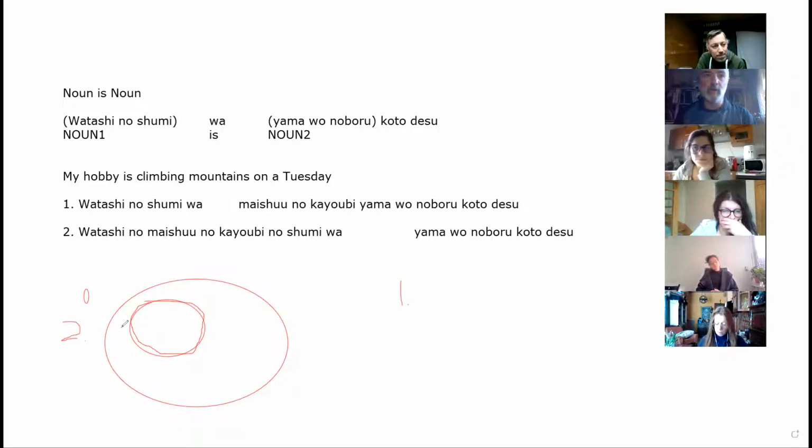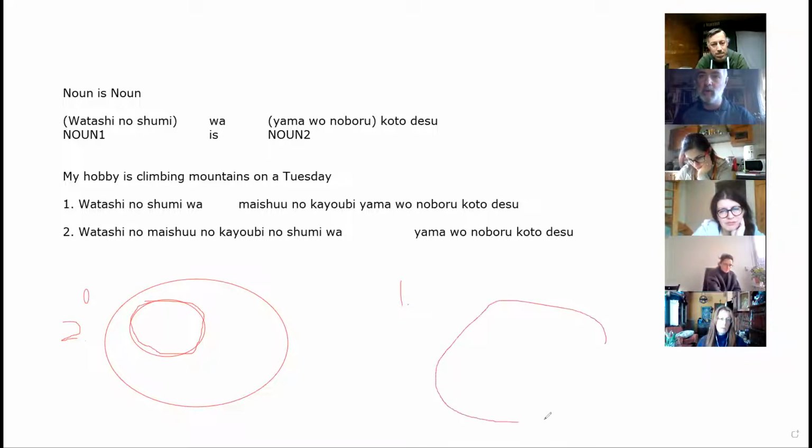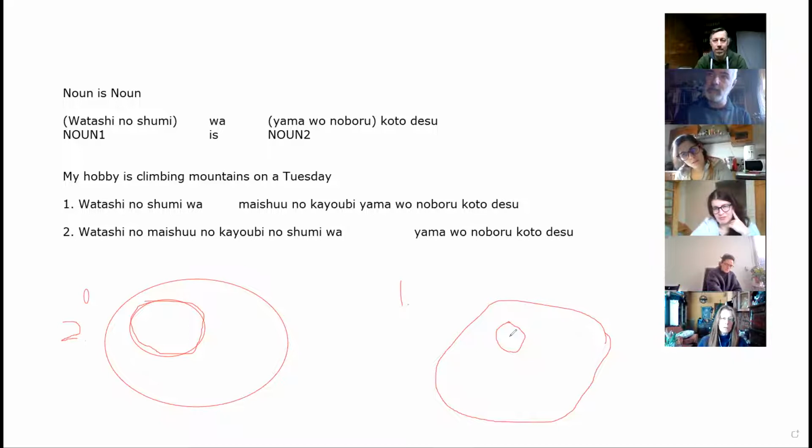So that's all your hobbies. The circle underneath is Tuesday hobbies, and then overlaying the top of it is climbing mountains. Number 1 means these are all your hobbies, and one of them is specifically climbing mountains on Tuesdays. Doesn't really alter the overall meaning of the sentence, but it does if you're trying to say, but I also have a hobby on Wednesdays, which is climbing smaller hills, and Thursdays is walking into valleys. Then it starts to change the conversation.